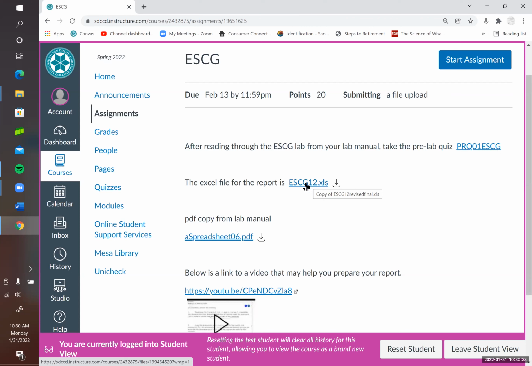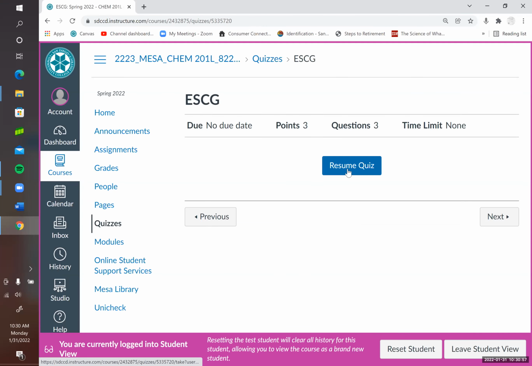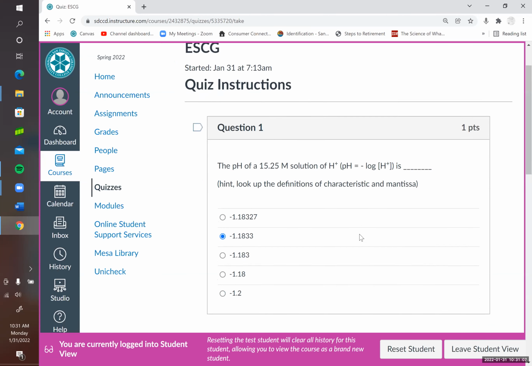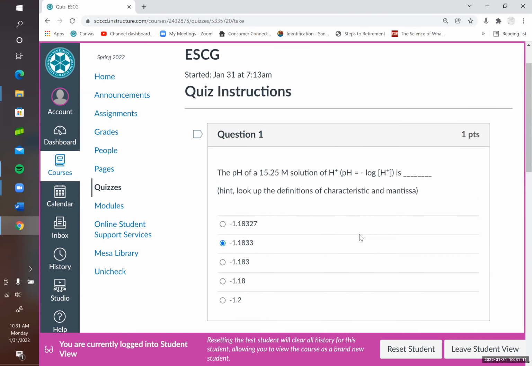Like on this thing where the pre-lab quiz is, without actually starting the quiz? I'm sorry, what's your question? Does this link automatically start the quiz the moment we click on it? Let's see. No, it says start the quiz or resume quiz. It doesn't automatically start. Okay, but you don't have a time limit for this? I think it's before the due date of the lab.